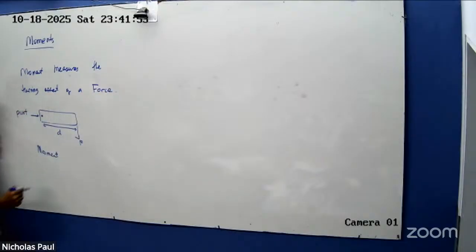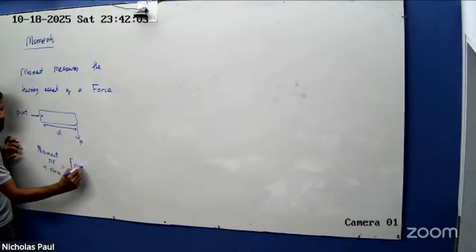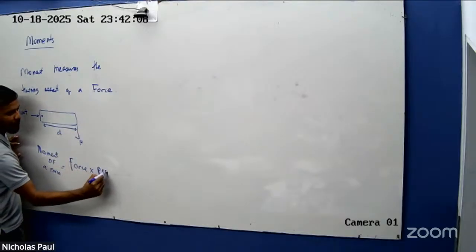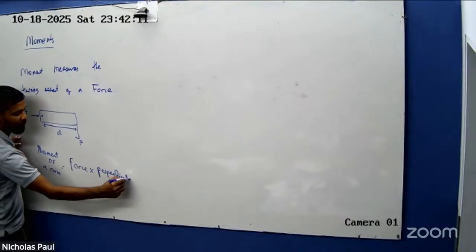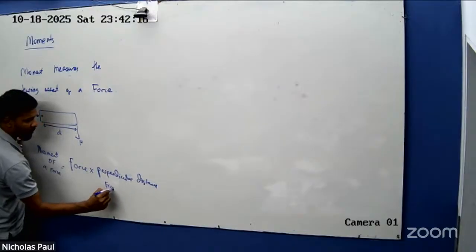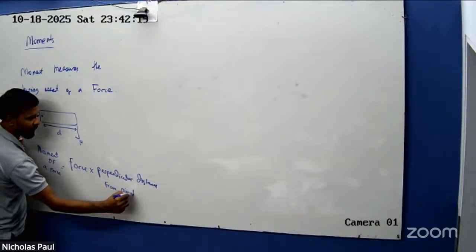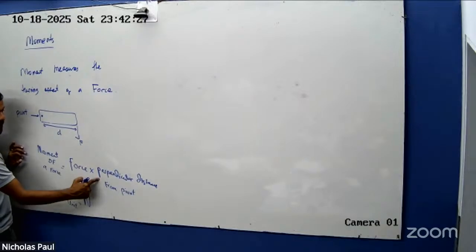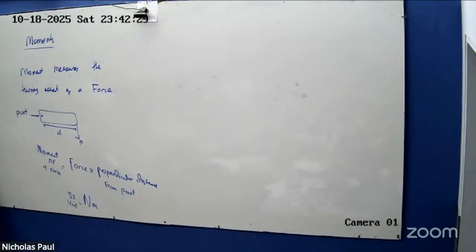Moment of a force, right? How do we find the moment of a force? The moment of a force is the force multiplied by this distance here. We call that distance the perpendicular distance from the pivot. Anybody could tell me what the SI unit will be? Forces are in newtons and distances in meters. Newton meter.